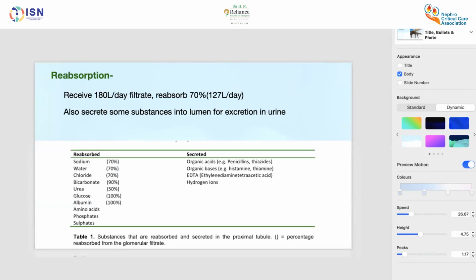In reabsorption, the kidney receives 180 liters per day of filtrate. In the proximal convoluted tubule, 70% is reabsorbed, that is 127 liters per day. The PCT also secretes some substances into the lumen for excretion in the urine. Sodium, bicarbonate, chloride, water, and glucose are the major substances reabsorbed, and those secreted are drugs, drug metabolites, and hydrogen ions.